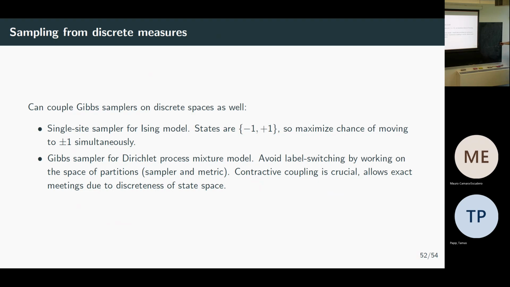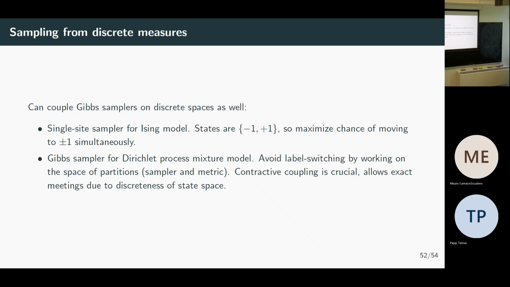So for instance, for the Ising model, the single site sampler flips states based on the state of the neighbors on a 2D lattice. The natural coupling of two single site samplers for Ising models tries to move the same coordinate i in both chains, either to +1 at the same time or to -1 at the same time. It's pretty easy to do because they're just binomials.